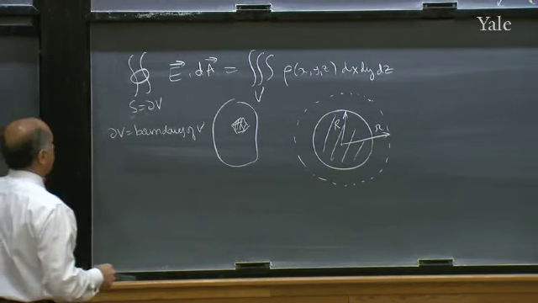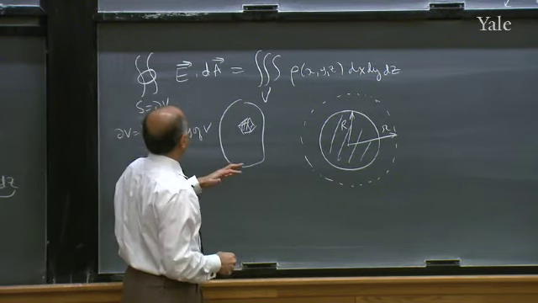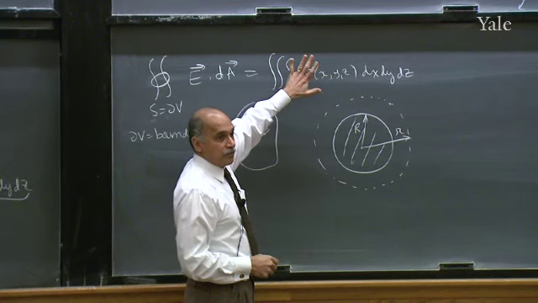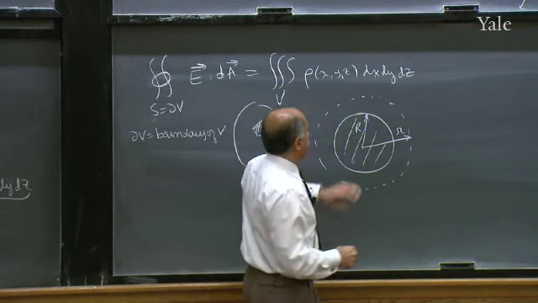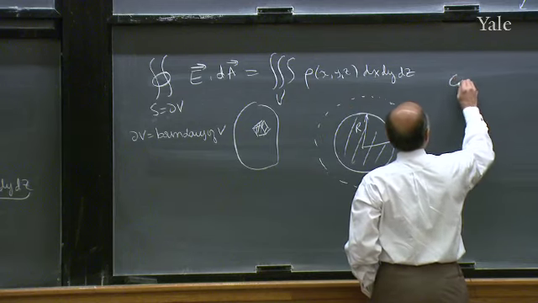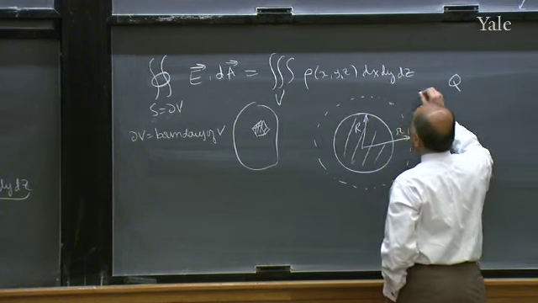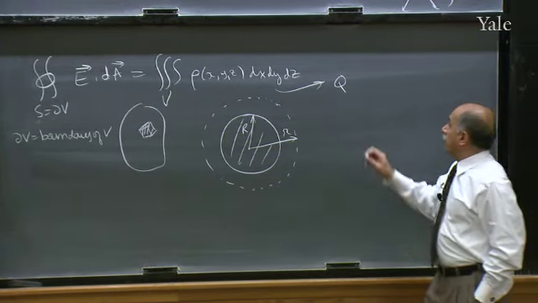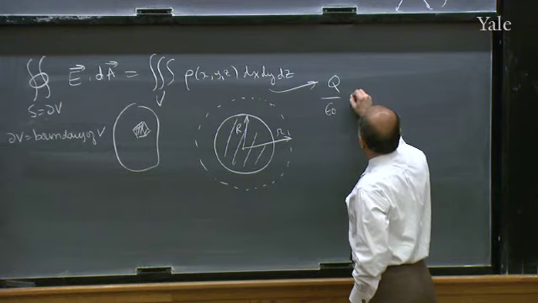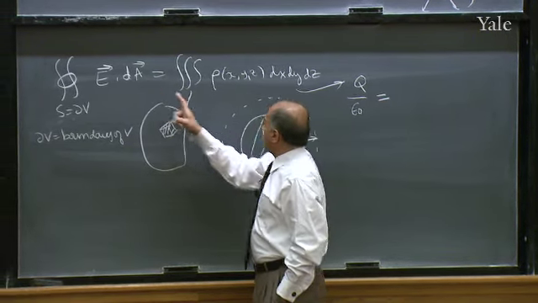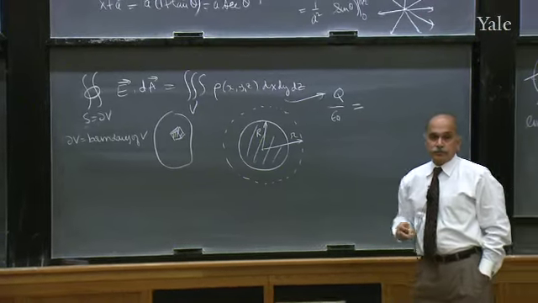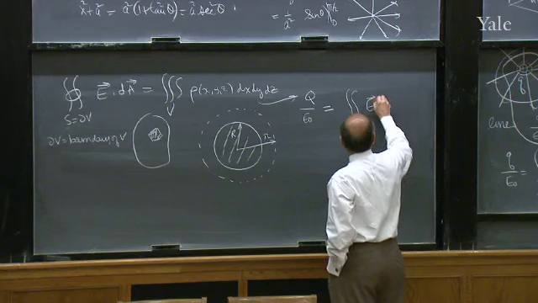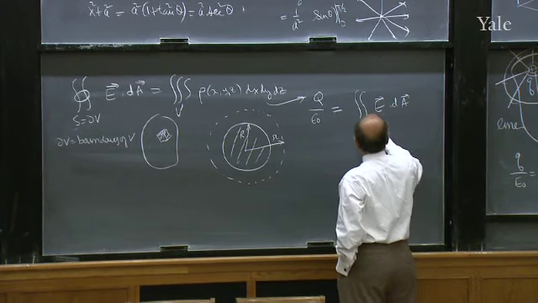So the left-hand side and the right-hand side are two different things. On the right-hand side, what is the charge enclosed in that region? Well, the charge enclosed is just some number q. This whole thing is q. That's q spread over a sphere of radius r. Over epsilon 0, that's going to be the surface integral of the electric field on that sphere, E dot dA on that sphere.